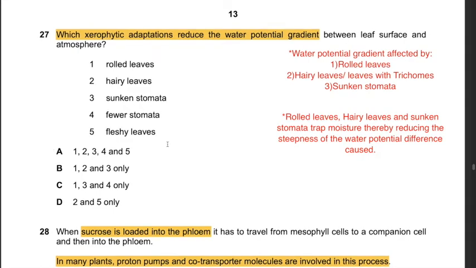Question 27. Which xerophytic adaptations reduce the water potential gradient between leaf surface and atmosphere? 1. Rolled leaves, 2. Hairy leaves, 3. Sunken stomata, 4. Fused stomata, 5. Fleshy leaves. Water potential gradient is affected by only 3 adaptations out of the given 5. Rolled leaves, hairy leaves or leaves with trichomes, and the third adaptation is sunken stomata. All these 3 adaptations trap moisture within the leaf, thereby reducing the water potential gradient or the steepness of the water potential difference caused. Hence, the answer is B, 1, 2 and 3 only. Adaptations 4 and 5 don't have anything to do with the water potential gradient.